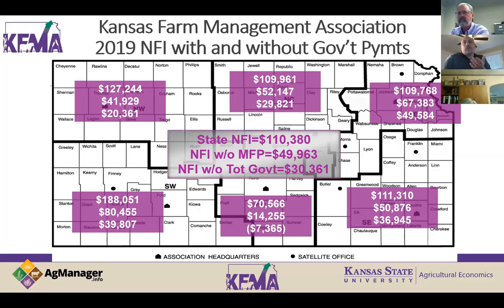And even with only ARC, PLC, and other traditional payments, they still would have been reduced down to about $14,000 of income.